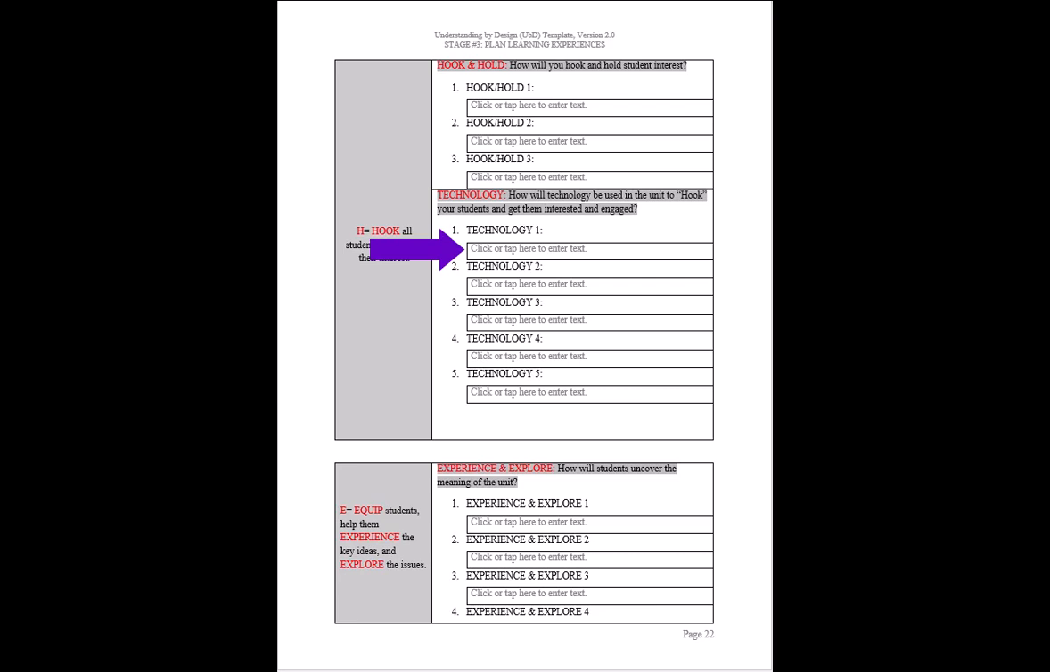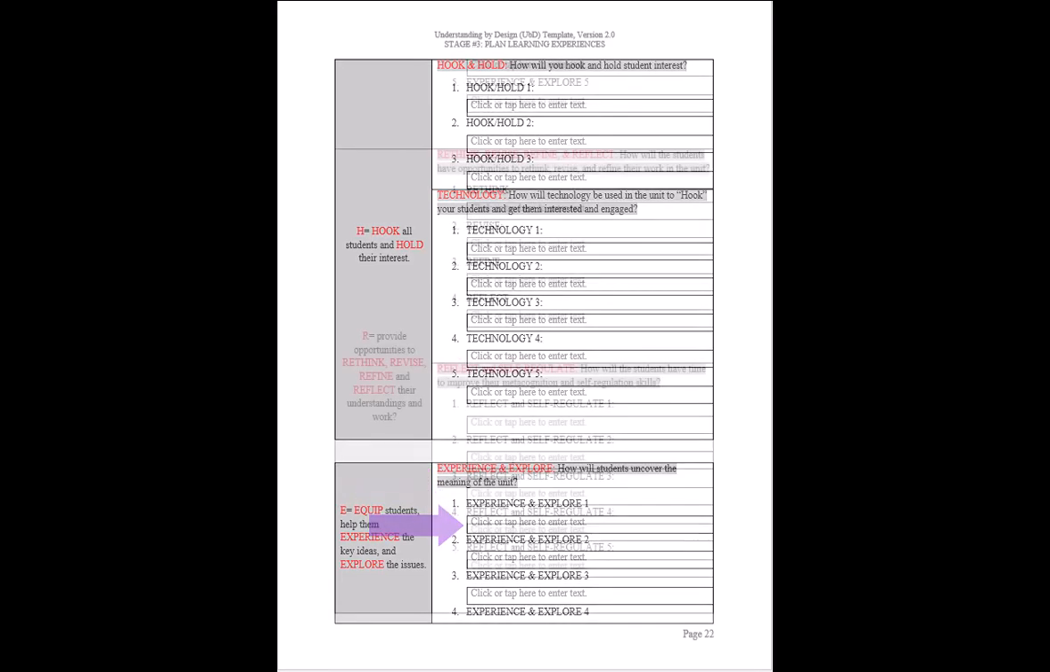The next section is the first E, and this one stands for Equip, Experience, and Explore. And this has just one subsection called Experience and Explore. And in this subsection, you will explain how students will uncover the meaning of the unit, and you will list those methods there in these boxes.